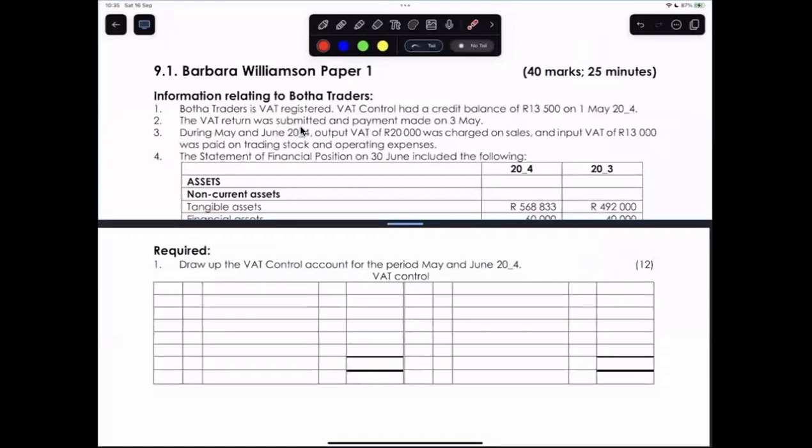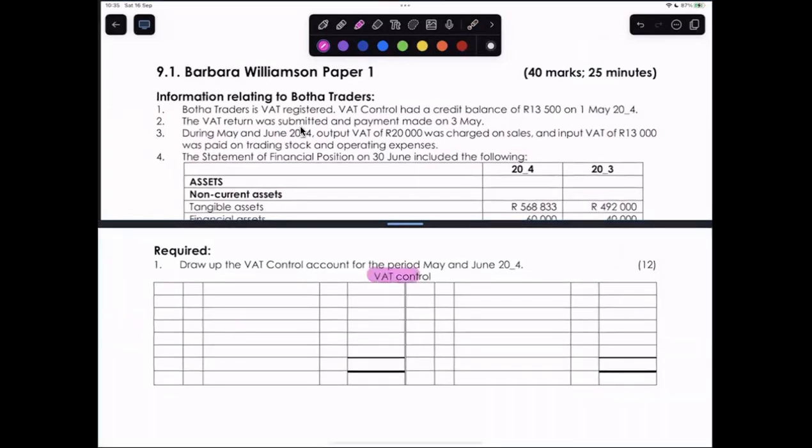Tangible assets are usually asked as part of another question. In this case, it's been combined with VAT. Before we look at all the information that's been provided, it's important to go and see what's required. We need to draw up the VAT control account.